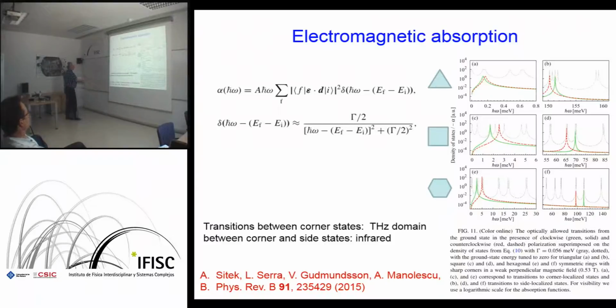So with these various calculations in the simplest approximation for the electromagnetic absorption, and indeed given some selection rules, here we have density of states. Here we have absorption lines corresponding to clockwise or counterclockwise light polarization. So there is a small shift because of the behavior of the energy spectrum in the presence of a magnetic field.